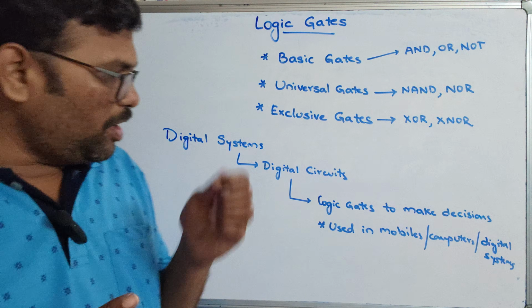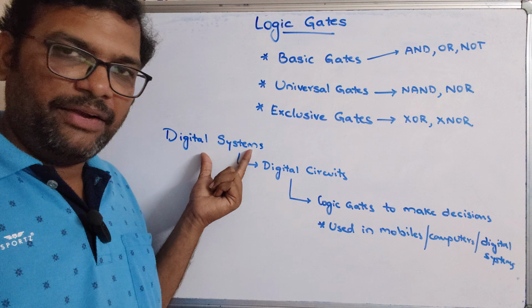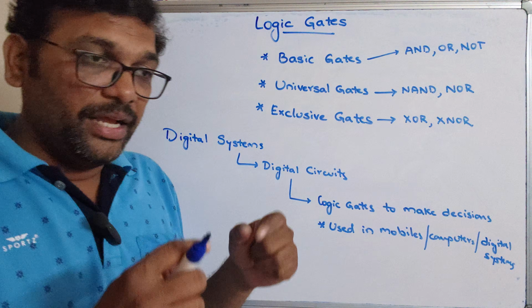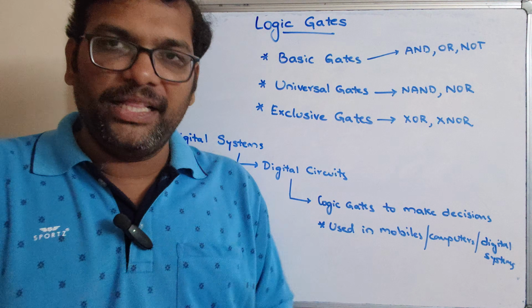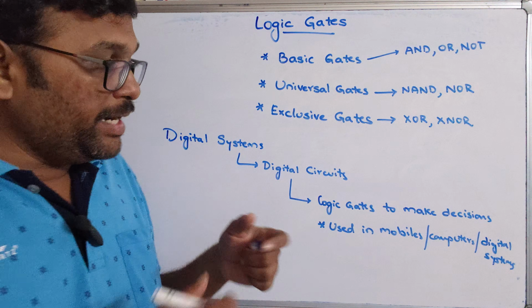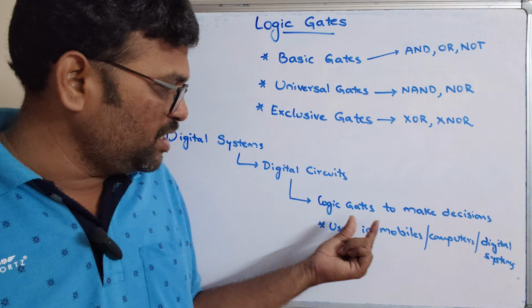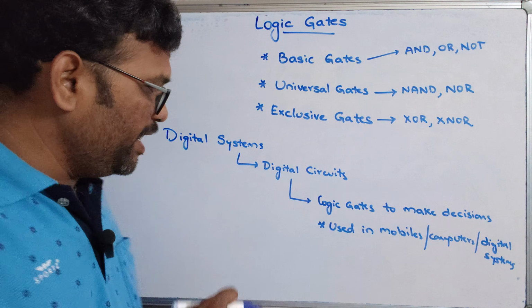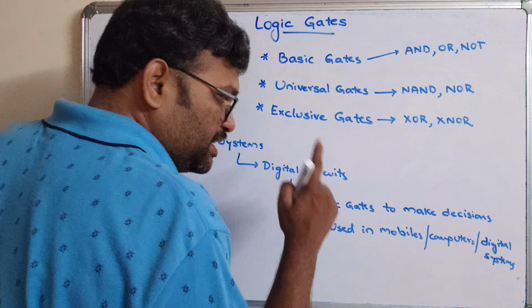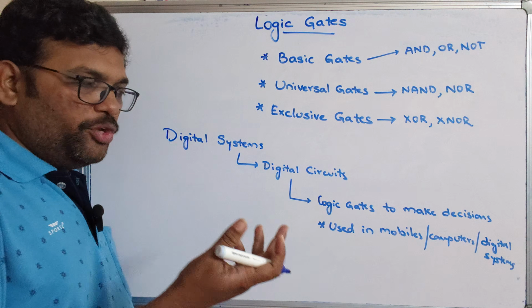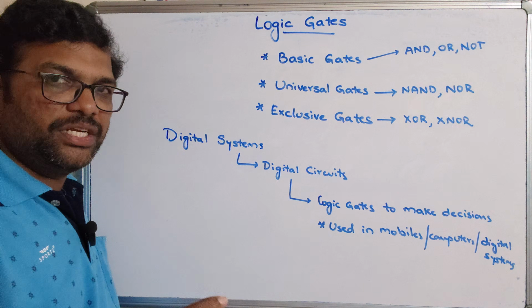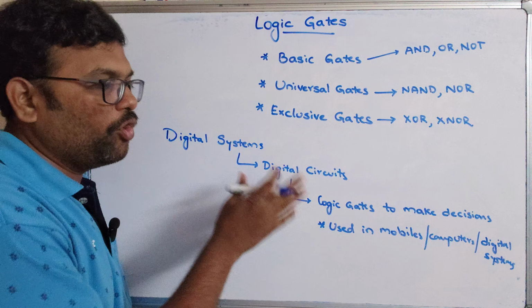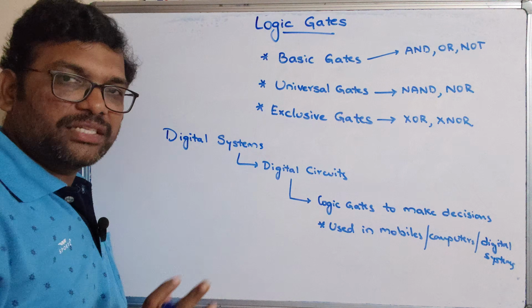So hope you understood. All the digital systems will be designed with the help of digital circuits, and in the digital circuits we will be using the logical gates to make decisions. Also for computations we will be using these logical gates. And the applications of logical gates are in mobiles, computers, or any kind of digital systems; these logical gates will be used in these circuits.